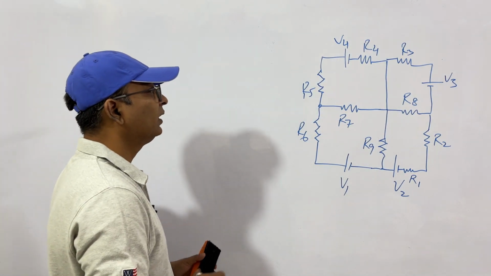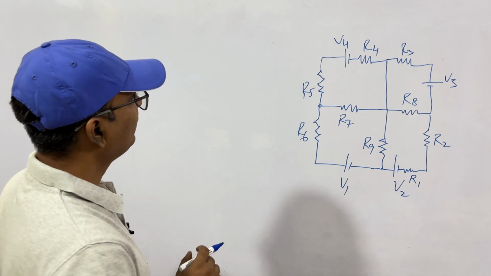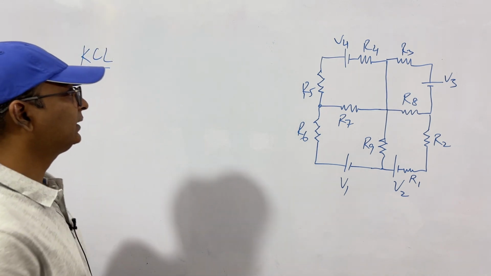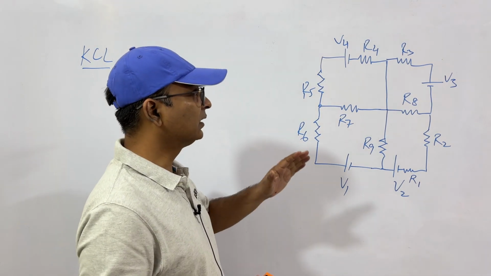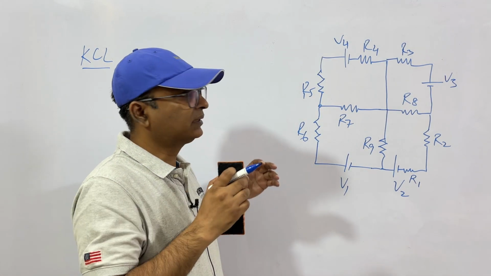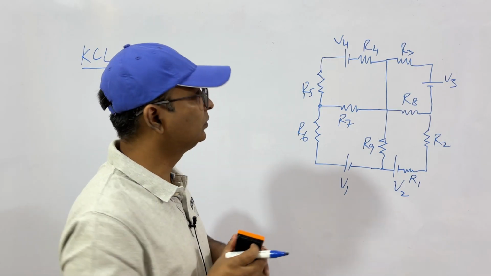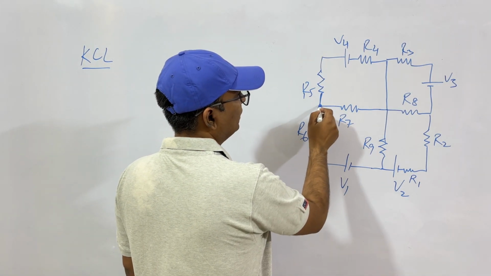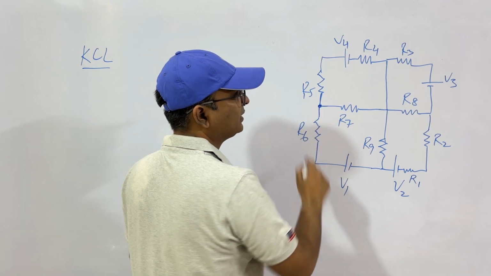Now, I'll explain Kirchhoff's current law. First of all, KCL. Kirchhoff's current law states that at any junction, the algebraic sum of incoming currents is equal to 0. What is the meaning of this? What is a junction? A junction is where branches meet.